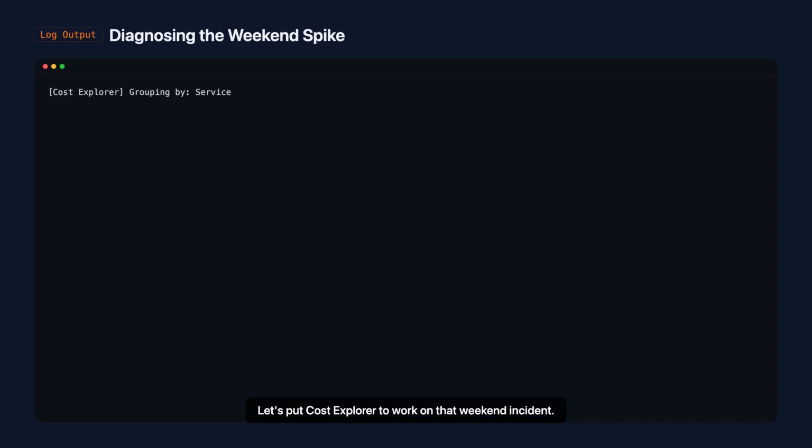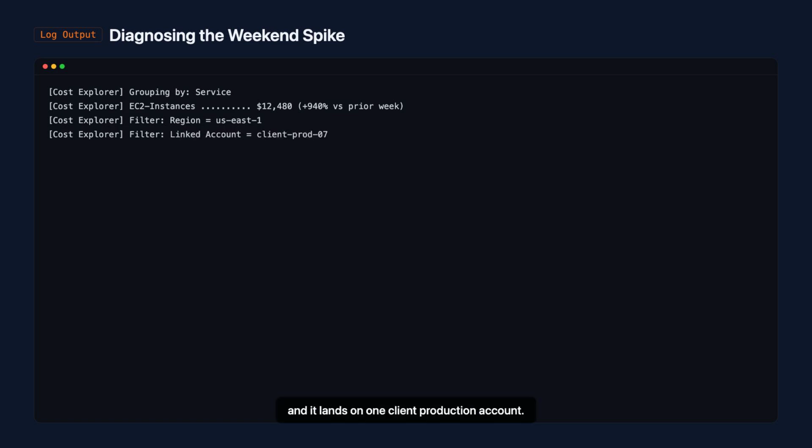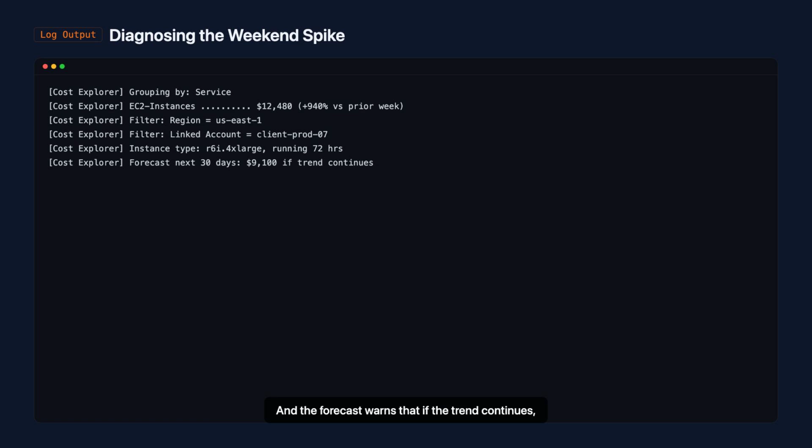Let's put Cost Explorer to work on that weekend incident. You start by grouping the spend by service, and EC2 instances jump out, up over 900% versus the prior week. So you drill in, filter by region, and it narrows to us East 1. Filter by linked account, and it lands on one client production account. The instance type is the R6I.4X large, running 72 hours straight, the whole weekend. And the forecast warns that if the trend continues, you're looking at another $9,000 over the next 30 days. That's the diagnostic story. Cost Explorer told you exactly what, where, and how much.